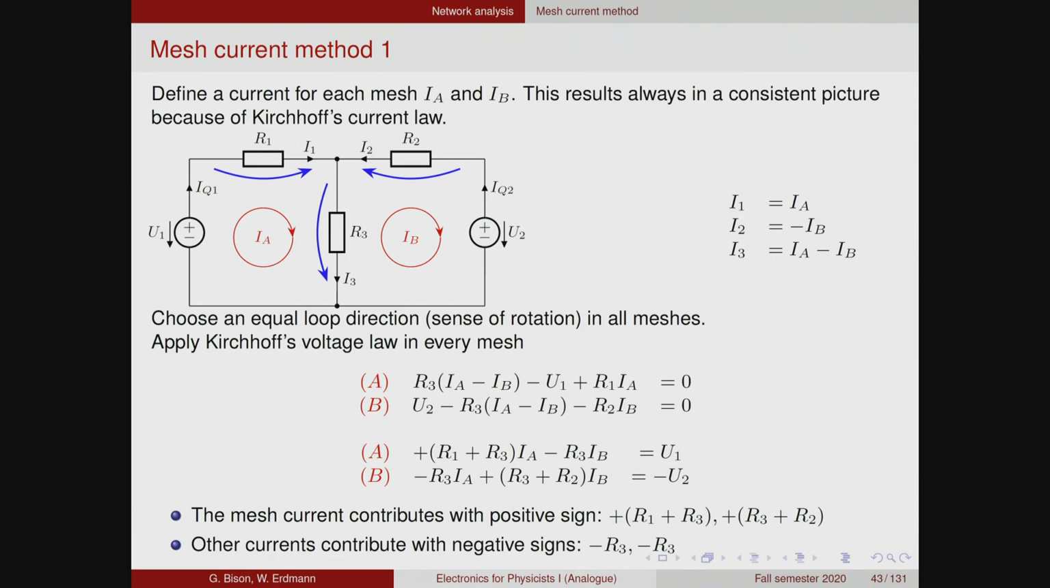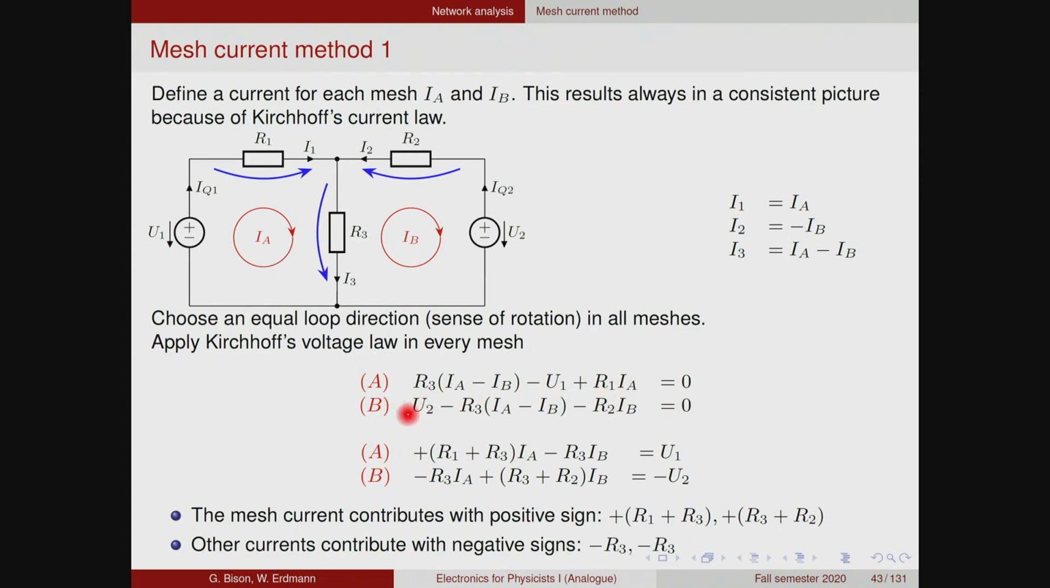Okay, and then the method simply says that you apply the voltage law in each mesh, which means that if you go around the mesh in the sense of rotation, like this one, then you count all the voltage drops or voltage sources. So for example, in mesh A here, we have to count the voltage drop across resistor 3. And this one contains the mesh current A minus the mesh current B, because those two make up current I3, as we said here. And we count minus the voltage in the voltage source, because it's against our mesh direction, and plus the current in resistor A times the resistance, just Ohm's law.